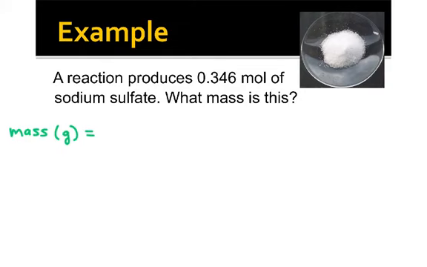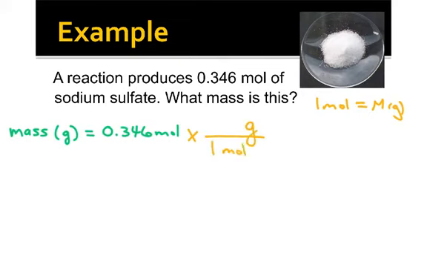Now, same as always, what do I have? 0.346 moles. And then I'm thinking about my conversion factor, so let's write it out over here. I've got 1 mole equal to molar mass in grams. For this particular problem, I want mass on top, so my molar mass value, which I'll find in a moment, will go on top. My 1 mole will go on underneath so that I can cancel it out.